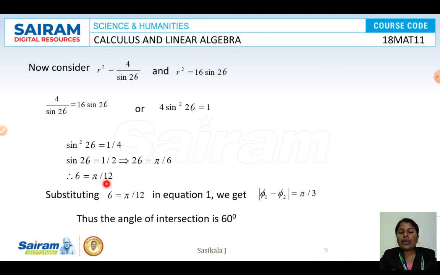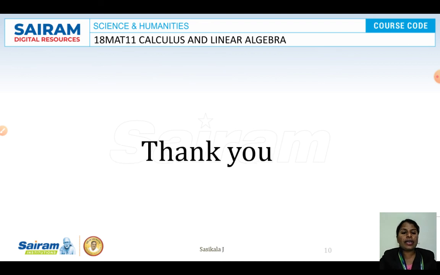Now you can substitute this theta in this equation, modulus of phi 1 minus phi 2 is equal to 4 theta. So 4 of pi by 12, where 4 and 12 will get cancelled, I'll get pi by 3. So the angle of intersection, pi by 3, is nothing but 60 degrees. Okay, so that's all for your problem of the angle between two polar curves. Okay. Thank you.